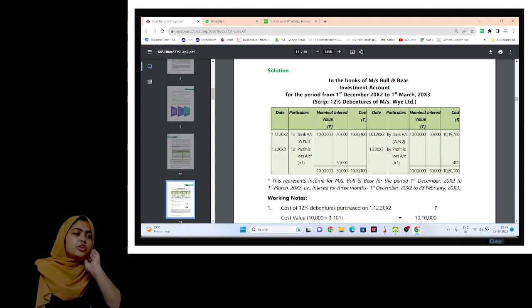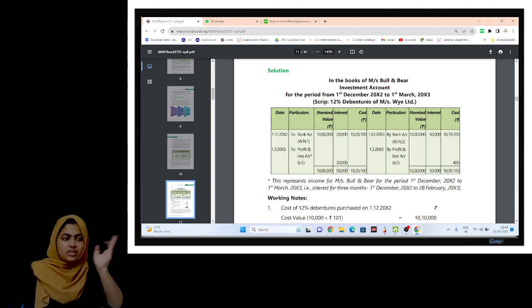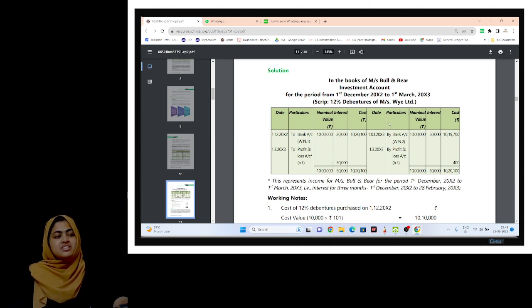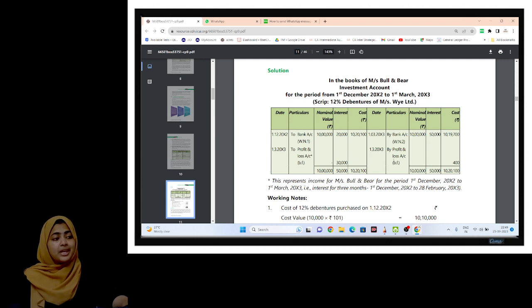So now when you purchased, the cost incurred was 10 lakh 20,100, and when sold, the amount which you got was 10 lakh 19,700. From this itself you can understand that you have made a loss, right? You purchased it for 10 lakh 20,100 and you sold it for 10 lakh 19,700. So the loss which you have made is 400. Right? Now, the only thing which we have to fill is interest.